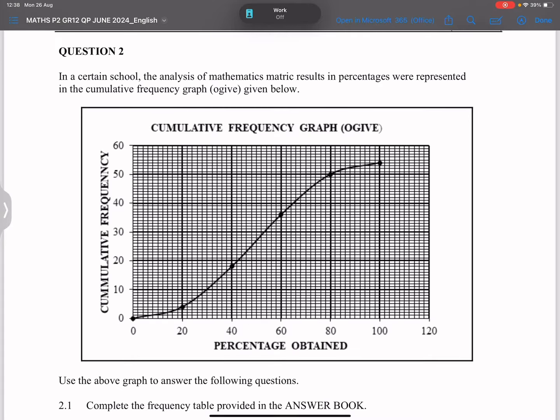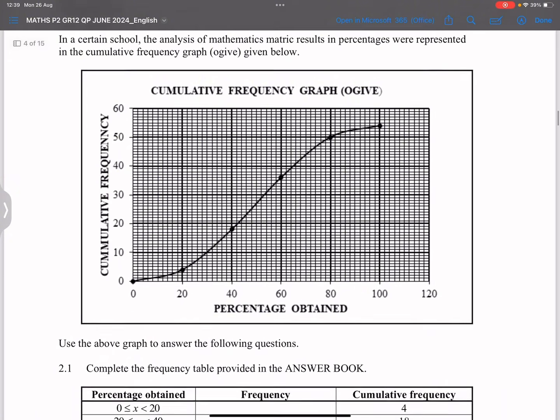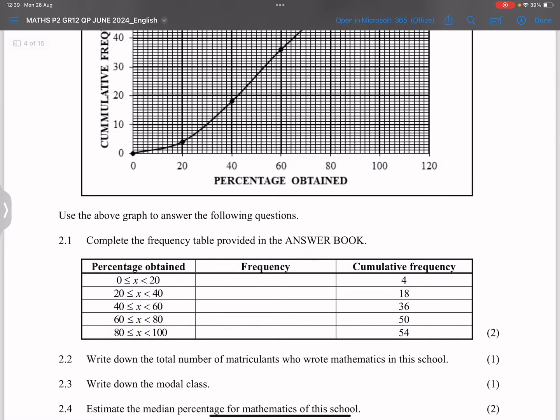Right, so let's look at question 2 of this June question paper. They say in a certain school, the analysis of mathematics matric results in percentages was represented in the cumulative frequency graph, the ogive, given below. They say to us, use the above graph to answer the following questions. Firstly, they say complete the frequency table provided in the answer book. All right, so let's try to complete what we have there.